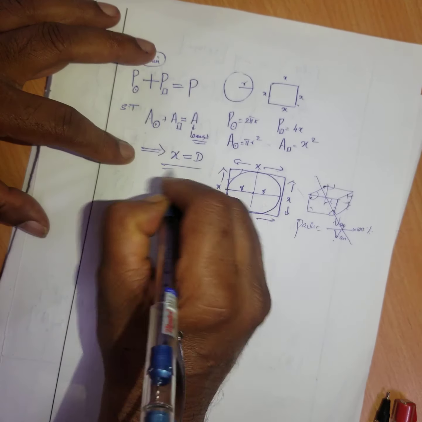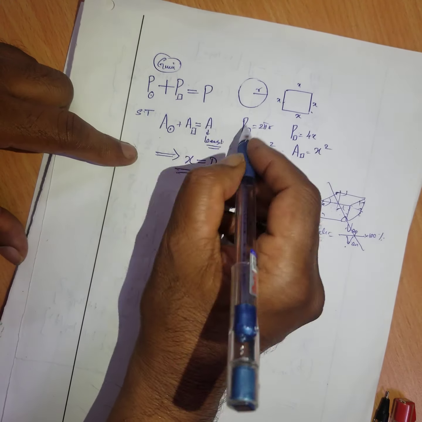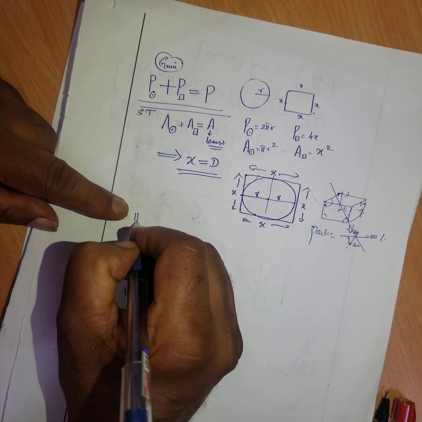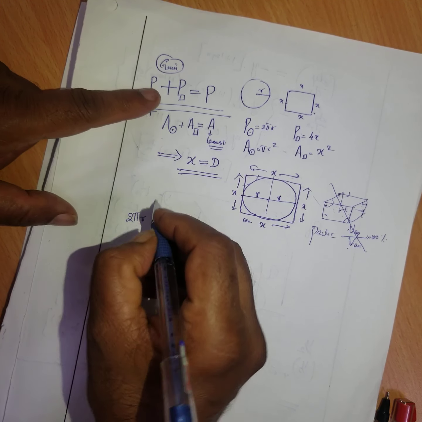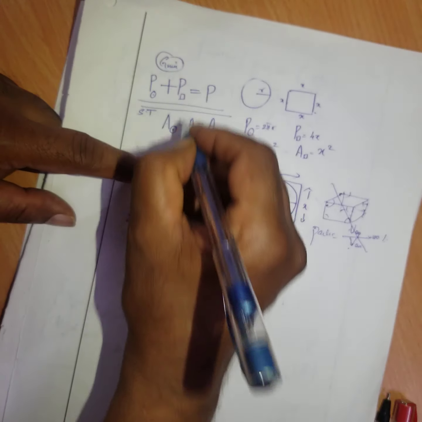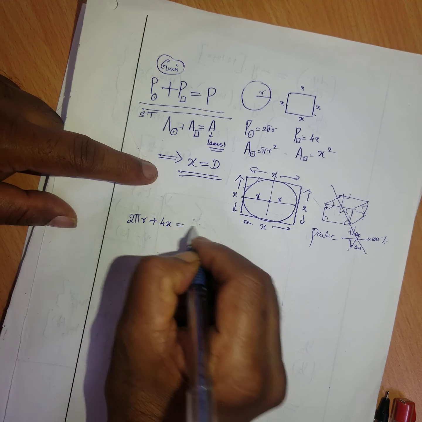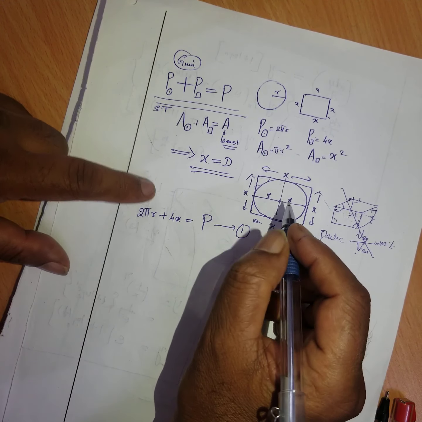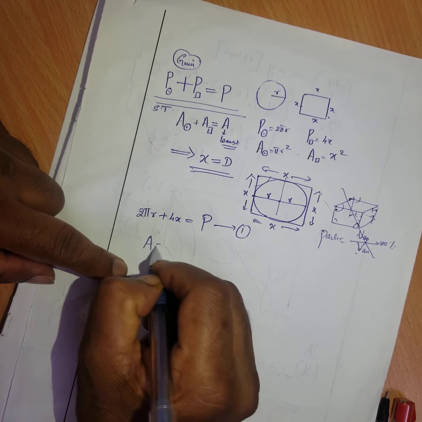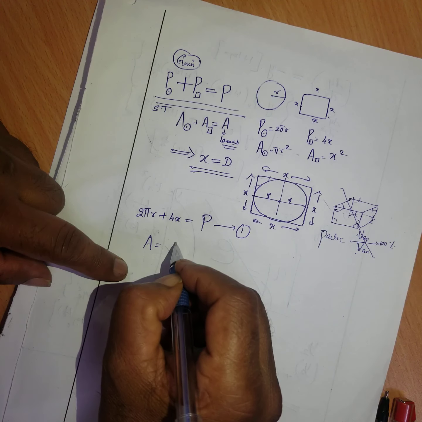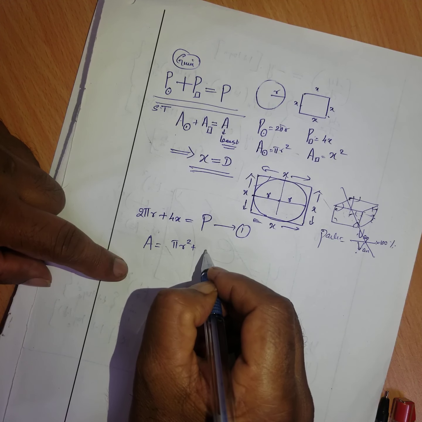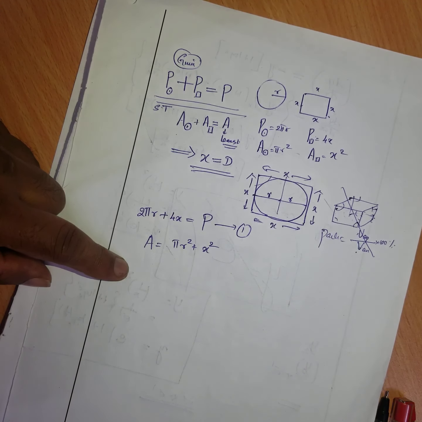Now, how to do this sum? That means what is the perimeter? What is given here? This is given. Perimeter of a circle is 2 pi r plus perimeter of the square is 4x is equal to P, given. This is the first equation. And what is the area? Area of the circle is pi r square and x square.